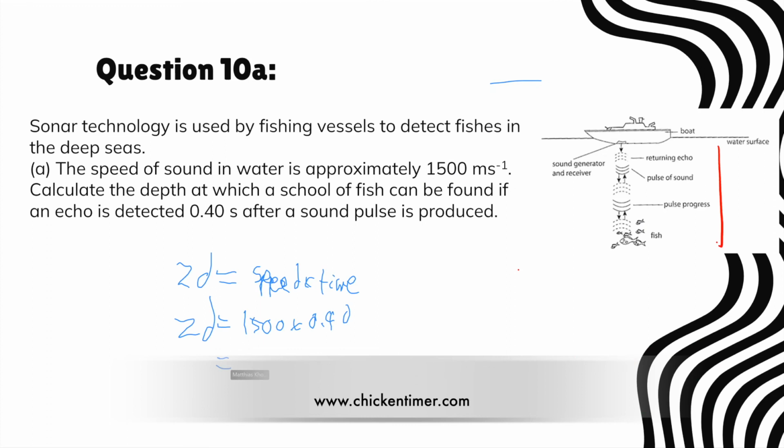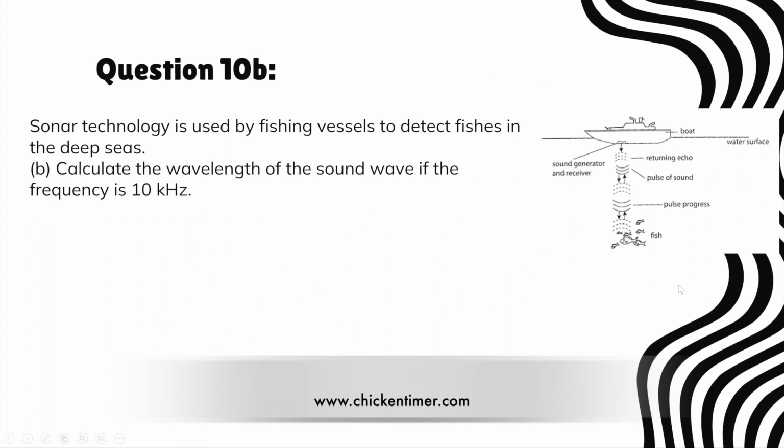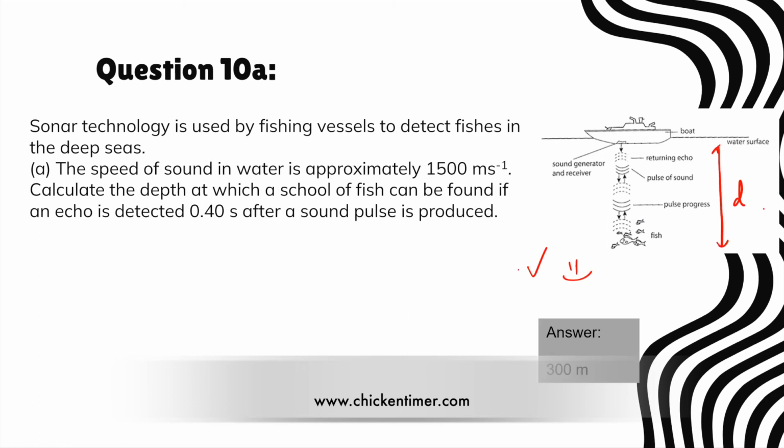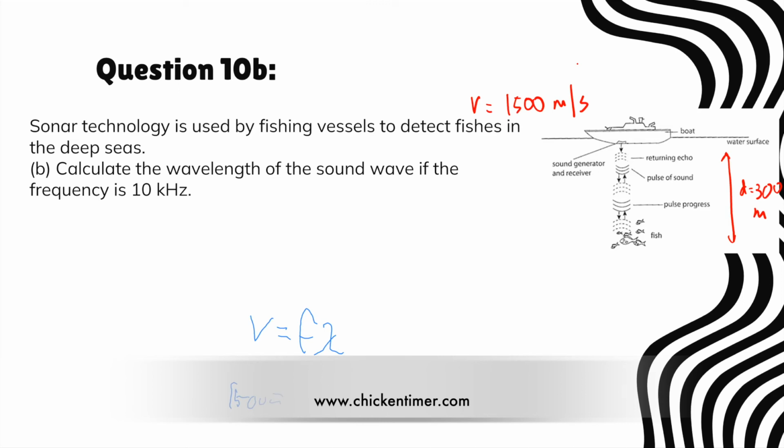Okay, so you label this as D. Done? Yeah. Next. So D is 300 meters now. Then the speed is 1500. What is kilohertz?